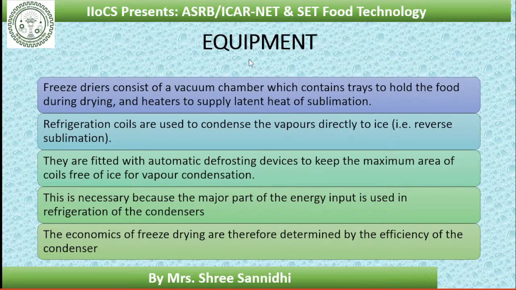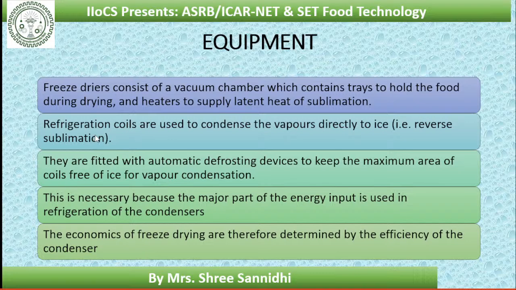Let us see the construction of the freeze dryer. Freeze dryers consist of a vacuum chamber which contains trays to hold the food during drying and heaters to supply latent heat of sublimation. So the basic chamber of a freeze dryer is the vacuum chamber. In that, what do you have? You have the trays or plates which hold the food, and they are connected to the heaters. You have to apply the initial amount of heat in order to start the sublimation, right? For that you have heaters.